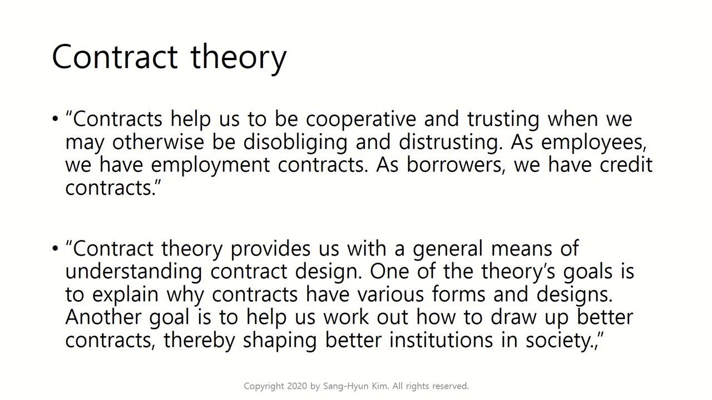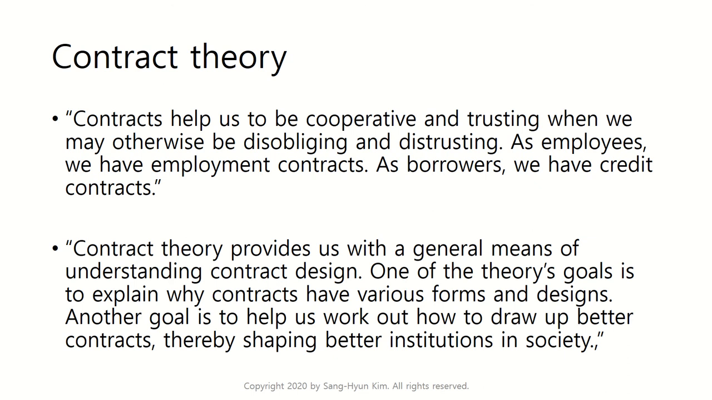So there are two goals written here. One is positive, the other is normative, right? I hope you are familiar with these concepts. Positive means what it is. It's about the current state of the world, it's just description of the world. So the first goal is we want to understand the world, right? We want to understand why the contracts look like that, for now.